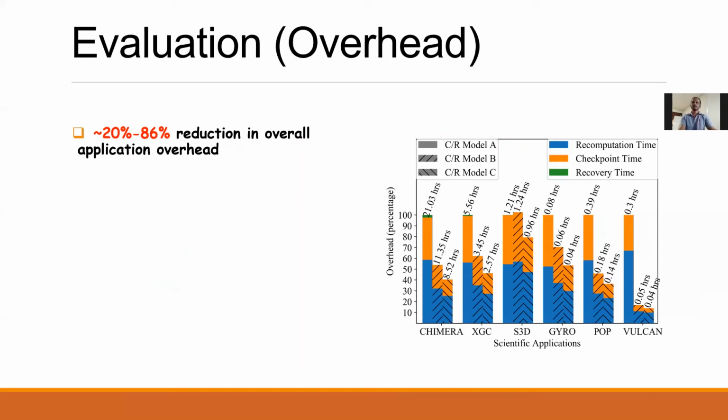The figure on the right represents the normalized application overhead for all three models. Each bar represents one model, with model A on the left and model C on the right. Further, each bar is stacked with different kinds of overheads, such as checkpoint overhead, which is the time duration during which an application is blocked to commit a checkpoint, recomputation overhead, which is the computation time lost because of failures, and recovery overhead, which is the time required to recover an application from failures.